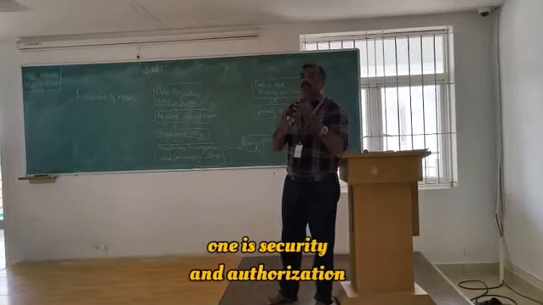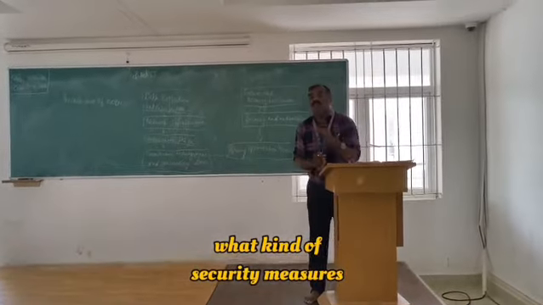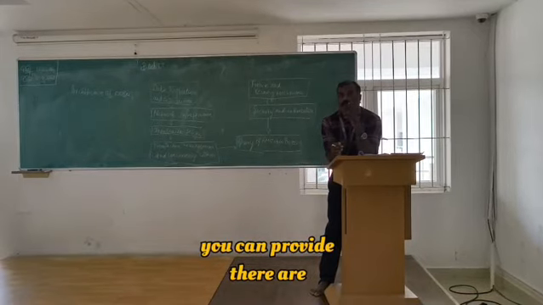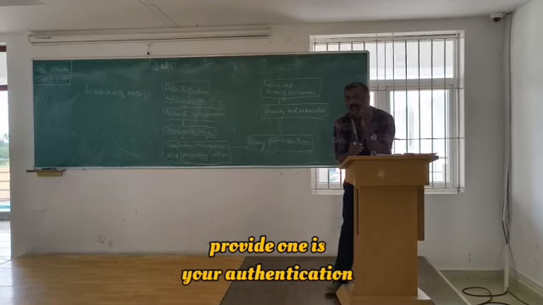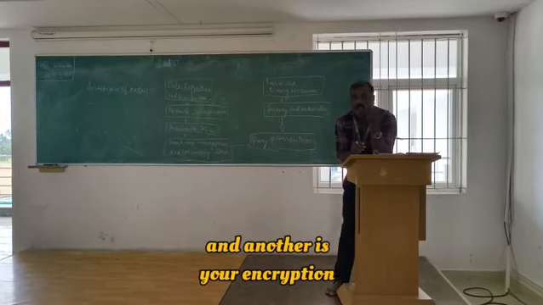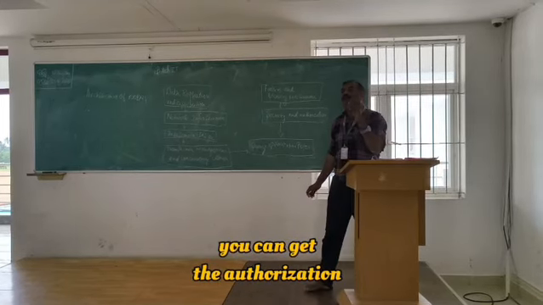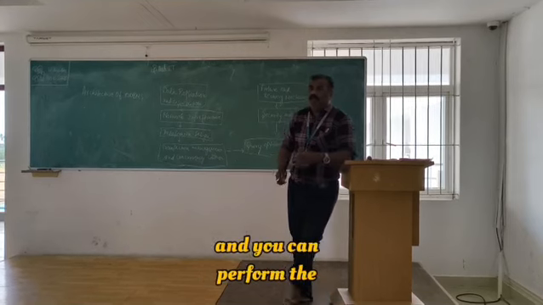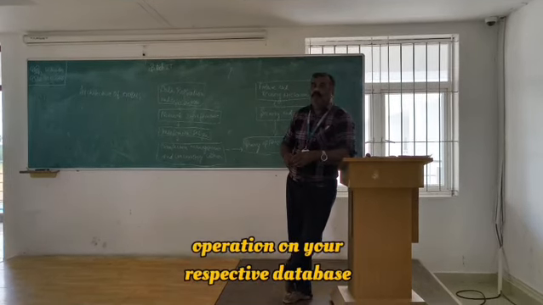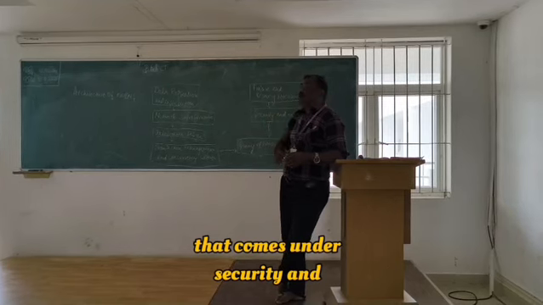Then next one is security and authorization. What kind of security measures can you provide? There are two basic methods you can provide. One is authentication and another is encryption. By means of authorization, you can get the authorization permission from the respective DBA and you can perform the operation on your respective database. That comes under security and authorization.